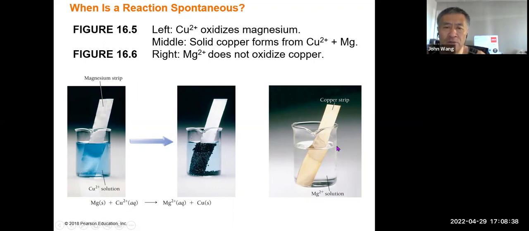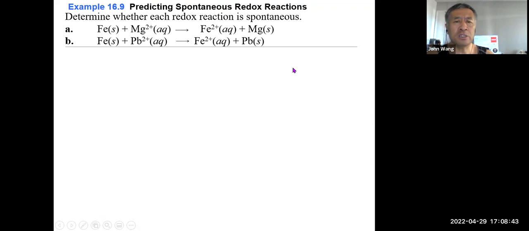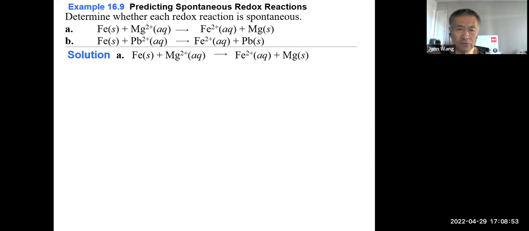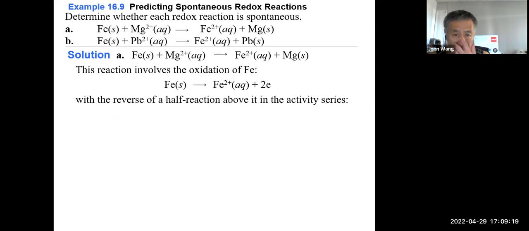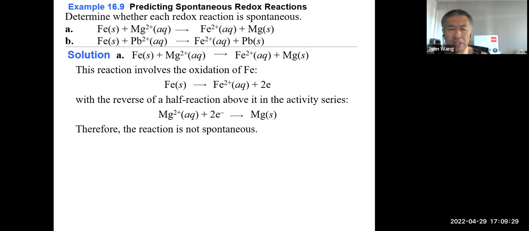All right, so we can just use that table to determine, for a given reaction, whether that reaction happens spontaneously from left to right. For the first one, you want to predict whether solid iron plus magnesium 2 plus produces iron 2 plus ion and magnesium metal. Is that spontaneous? Well, the reaction involves oxidation of Fe. So we have that equation with the reverse reaction above in the activity series, so therefore this is not spontaneous.